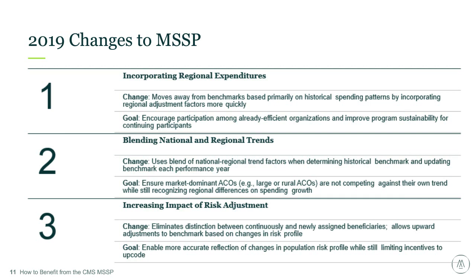And then increasing the impact of the risk adjustment. So they were looking here to eliminate the distinction between continuously and newly assigned beneficiaries. And the goal is to enable a more accurate reflection of changes in the population risk profile while still limiting incentives to upcode. And I'm not going to go into all of this here, but rest assured that they did take a look at the information coming in and wanted to make sure that they were reacting to it.